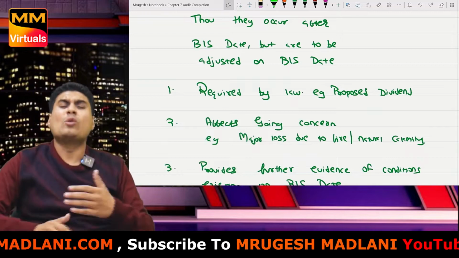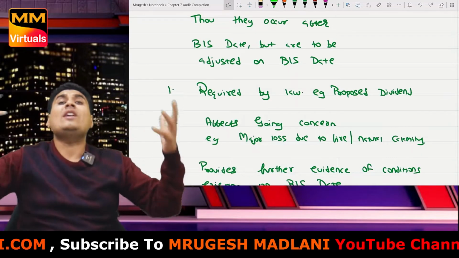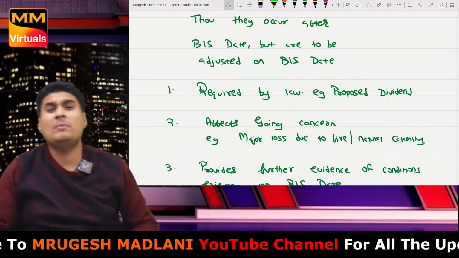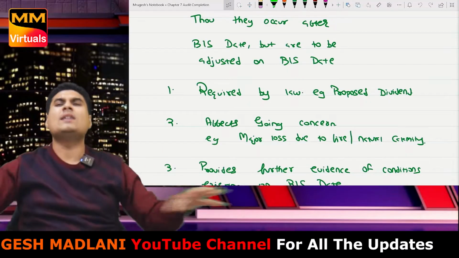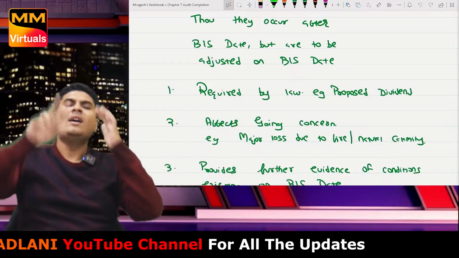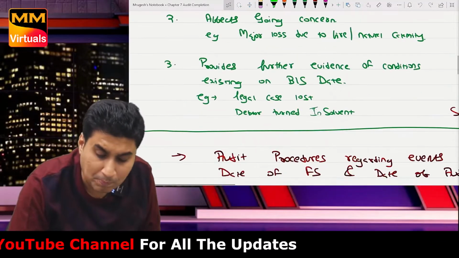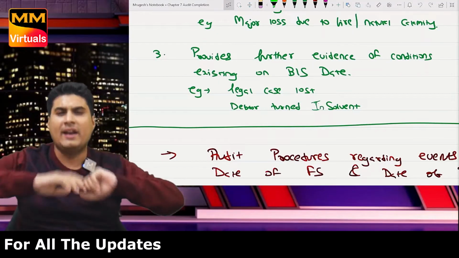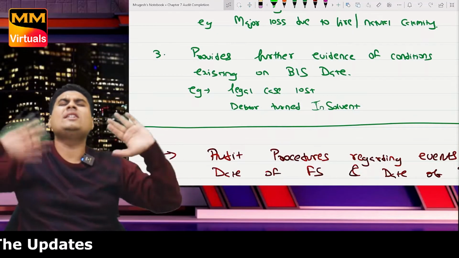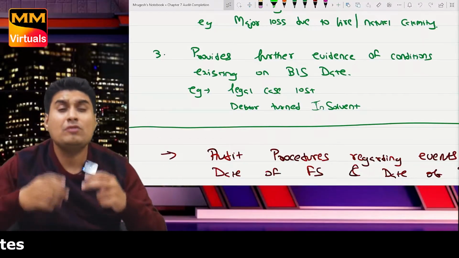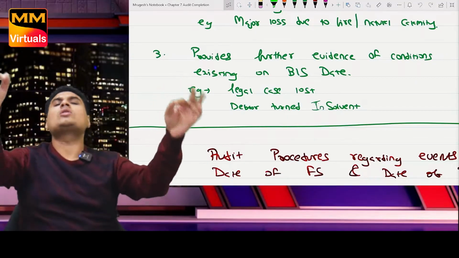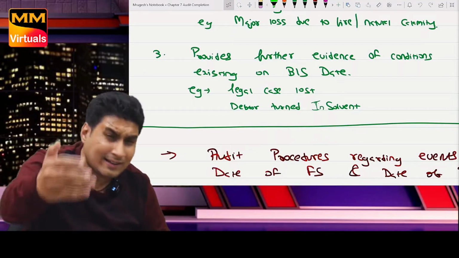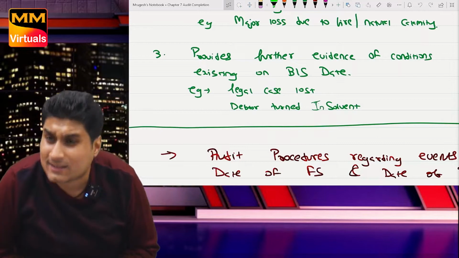Two, required by going concern. If it affects going concern, what's the use of showing it next year? Next year the company will not remain, so anything which affects the going concern should be shown in last year. Third, very important: provides further evidence of conditions existing on balance sheet date. On balance sheet date there were some conditions, and now you got further evidence of those conditions. Then you have to show it on balance sheet date.